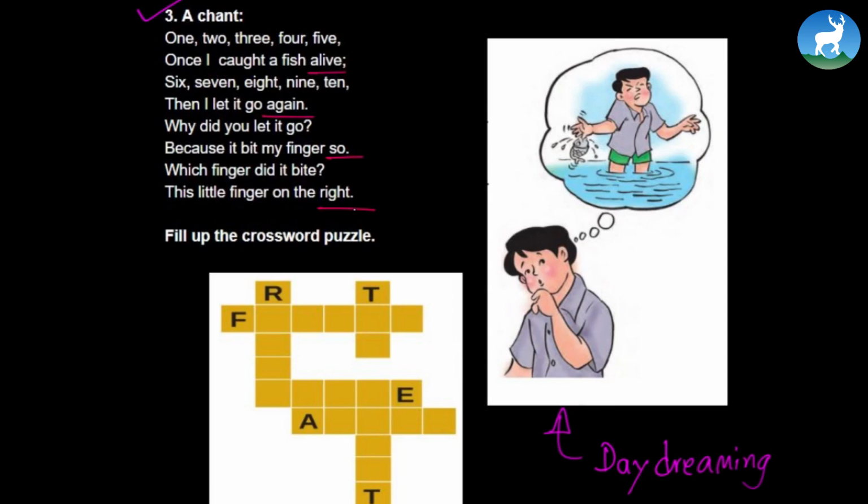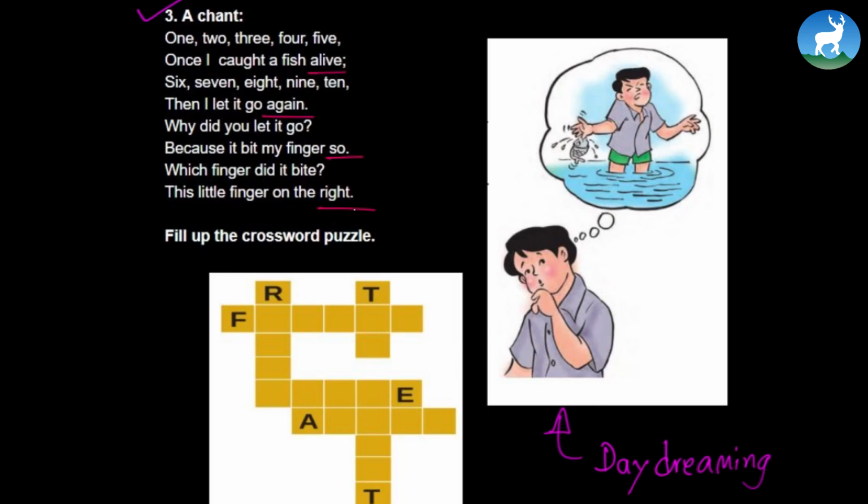1, 2, 3, 4, 5. Once I caught a fish alive. 6, 7, 8, 9, 10. Then I let it go again. Why did you let it go? Because it bit my finger so. Which finger did it bite? The little finger on the right.